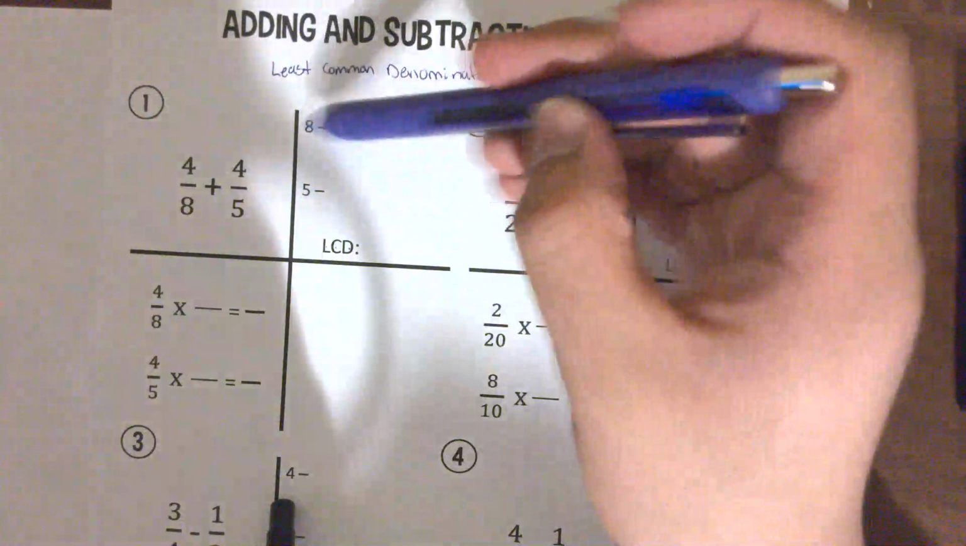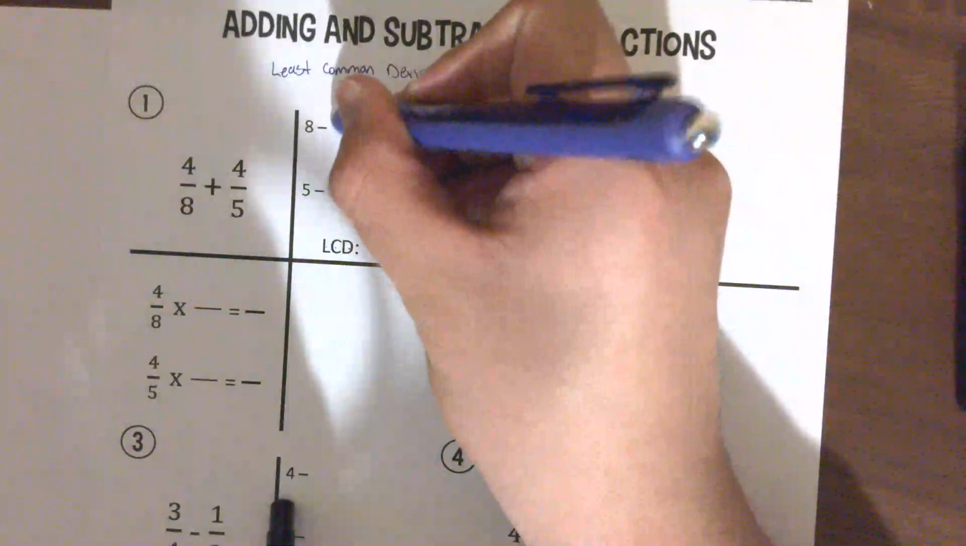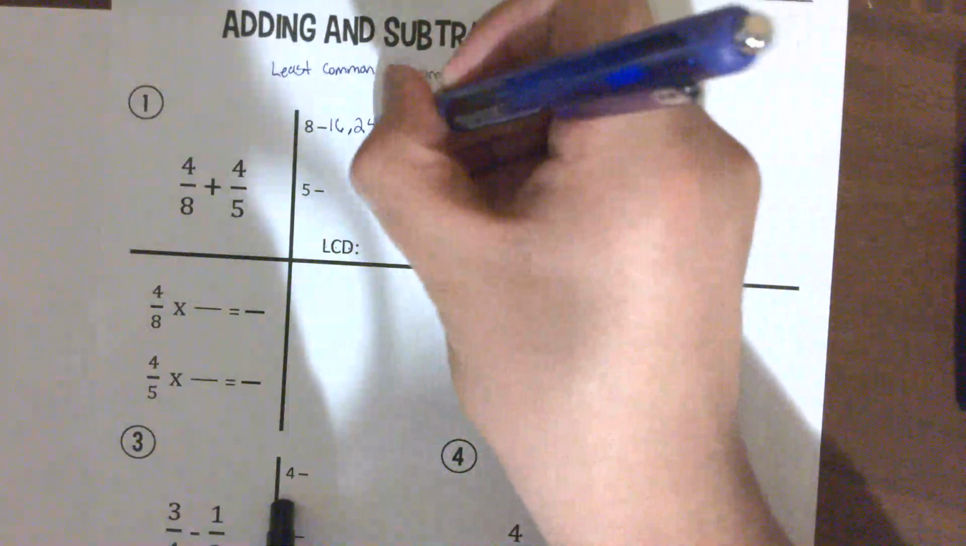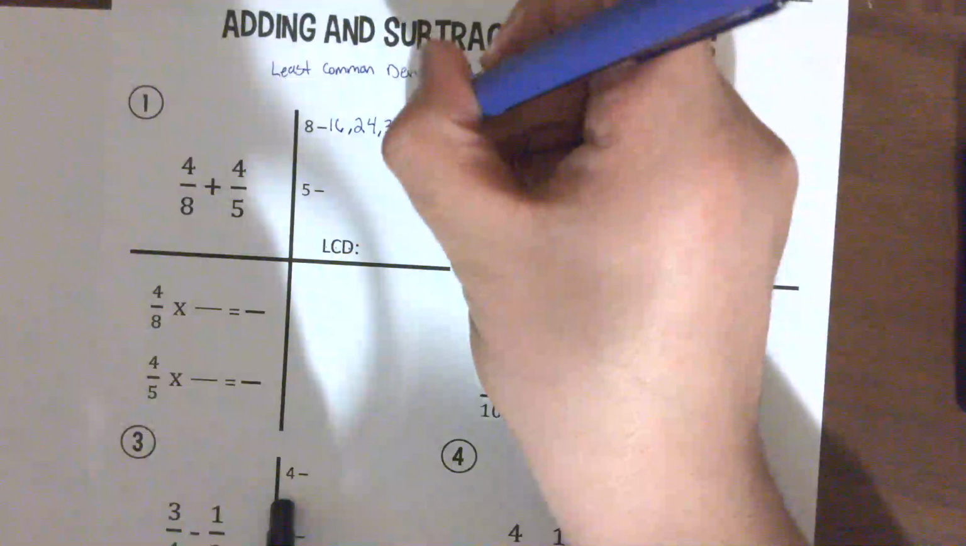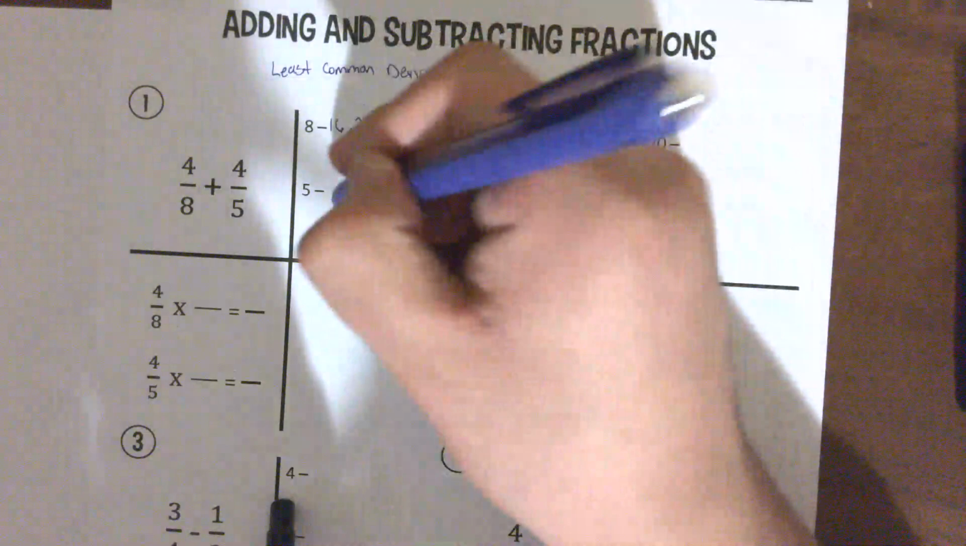We're going to start with the factors of 8 here. So 8 times 1 is 8, but 8 times 2 is 16. 8 times 3 is 24. 8 times 4 is 32. 8 times 5 is going to be 40. And I'm going to stop right there for a second, and I'm going to go down to my 5 and start listing off its factors.